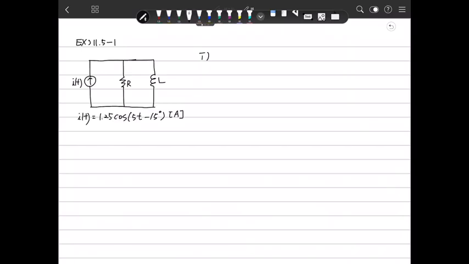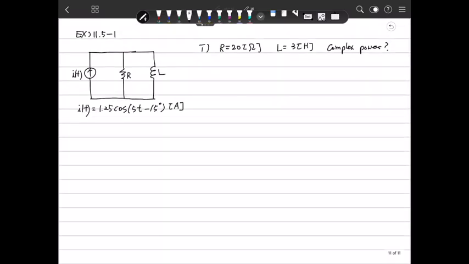Here we have two problems. The first problem is when R is 20 ohm and L is 3 henry. In this case, what is the complex power? Okay, so to get there, we need to simplify this circuit. This circuit can be represented as one phasor current source and one impedance.